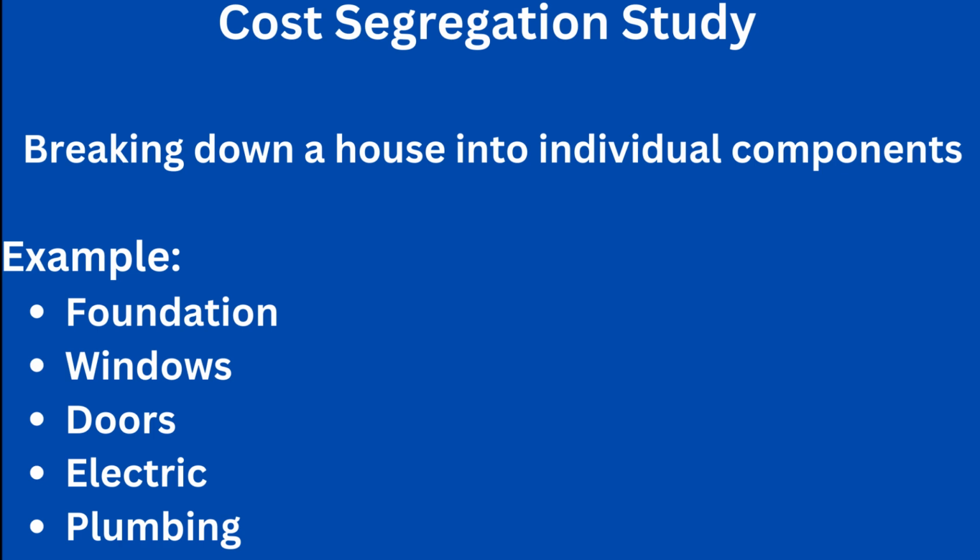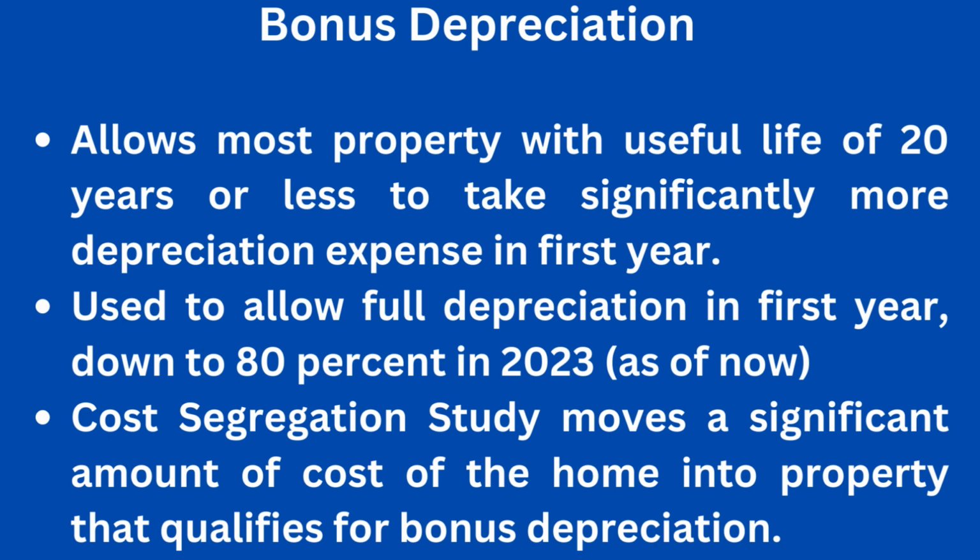There's something called bonus depreciation, and bonus depreciation allows you to accelerate that number. But it only applies to property that has a useful life of 20 years or less. So that 27 and a half year rental property is not going to qualify for bonus depreciation. But when you get this cost segregation study, you're going to be able to break down the individual parts, and a significant amount of those parts is going to qualify for bonus depreciation because their useful life is going to be 20 years or less. Like the electric, the plumbing, the appliances, the flooring, and a bunch of other stuff that all of a sudden goes from standard depreciation over 27 and a half years to qualifying for bonus depreciation.